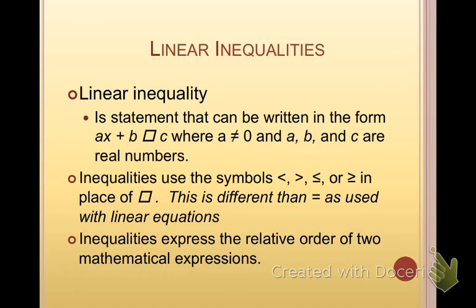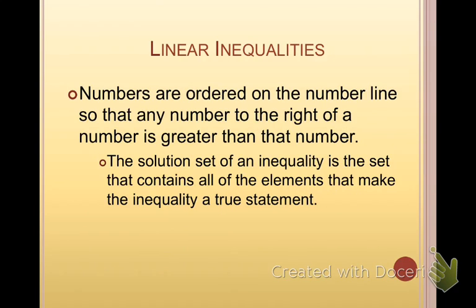Now, unlike an equal sign, an inequality shows a relationship between two things where it could be less than, it could be greater than, it could be less than or equal to, could be greater than or equal to. So they're relative to each other in relationship to their order. Now, numbers are ordered on a number line so that any number to the right of a number is greater than the other number. The solution set of an inequality is the set that contains all of the elements that make the inequality a true statement.